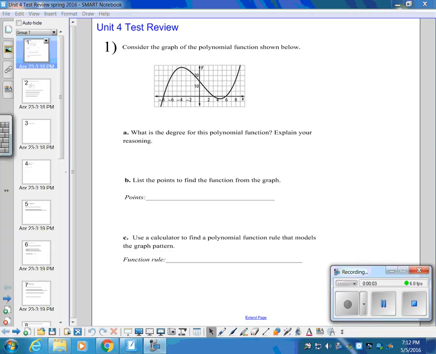Okay, it is test review day. Before I get started, remember this test is on cubic and quartic functions. That's what the review is going to start with.